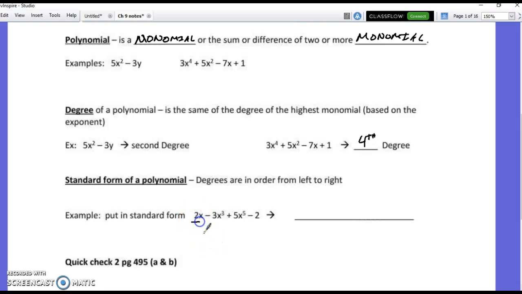So we have basically a positive 2x, a negative 3x to the 3rd, a positive 5x to the 5th, and a negative 2. So if I'm looking at the highest exponent, it would be the 5x to the 5th. Then I'd have the negative 3x to the 3rd, then the 2x to the 1st, and I'm going to put a positive 2x because I'm indicating the value since it's now in the middle of that expression. And at the end, we have the negative 2.